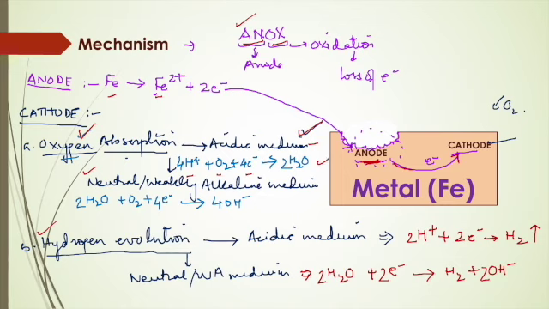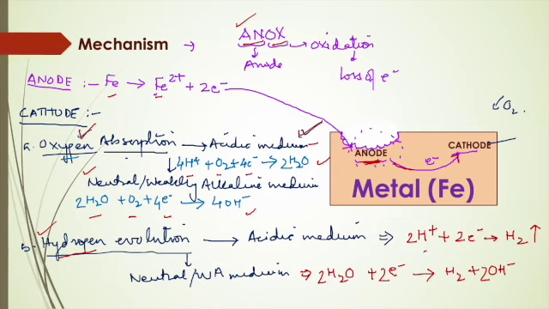Okay, but if the medium is neutral then definitely H2O है, ऑक्सीजन भी प्रेजेंट है, इलेक्ट्रॉन्स आपके एनोड से आ रहे हैं, then you will get OH minus. Coming to the case where oxygen is not present, that means absence of oxygen is there. So what will happen, hydrogen evolution will be taking place. How? Again you can have either of the medium, acidic or neutral or weakly alkaline.